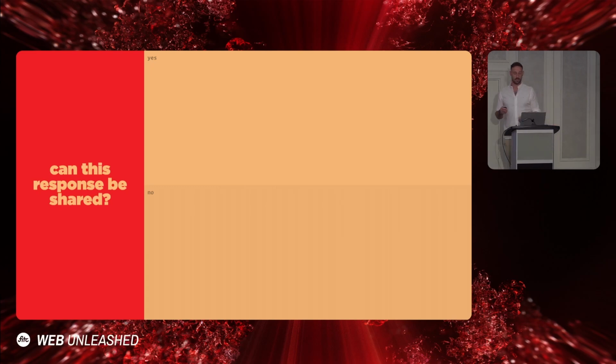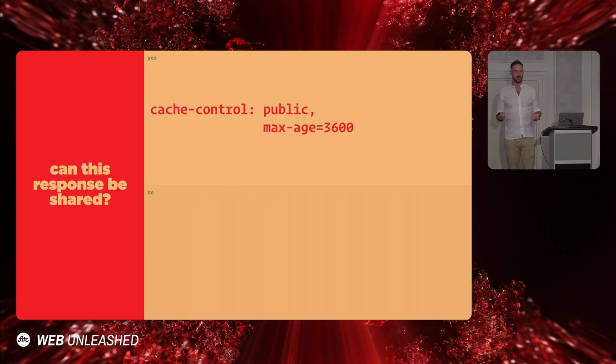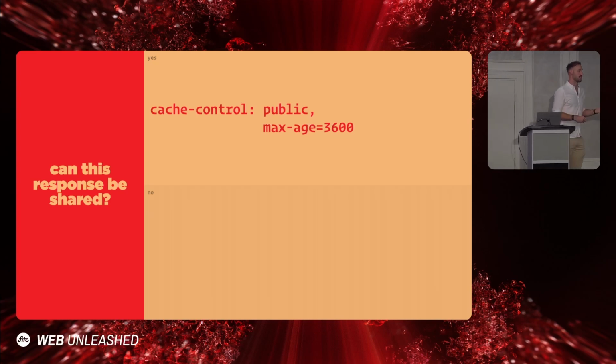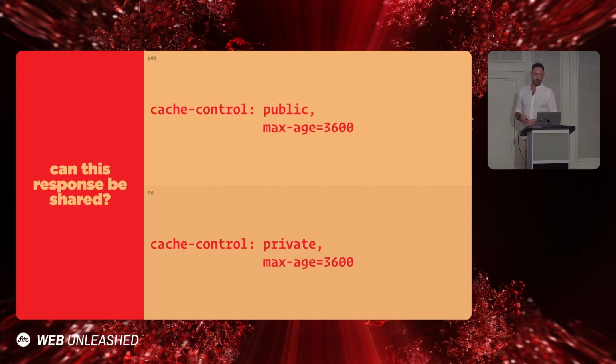If a response can be shared, we could use the public directive. It says, hey, this is a public file. Anyone can use this exact copy of the file. A perfect example would be your main style sheet. If the file is sensitive or in some way personalized, so maybe someone's opted into a server-side A/B test, you would use private. Private says this is only suitable for the person that requested this file.